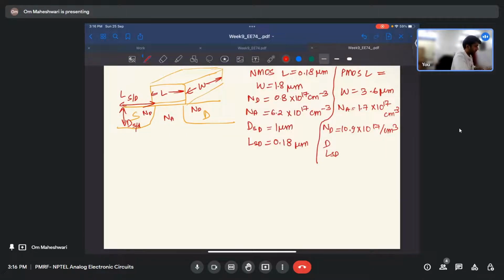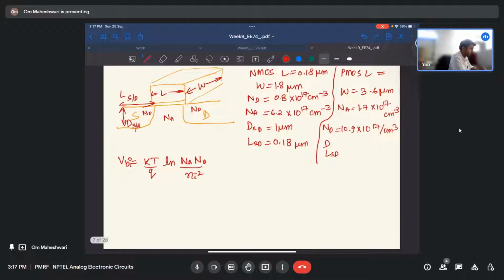So for junction capacitance, we must know the built-in voltage first. VBI equals kT by q ln Na and Nd by ni square. I think it is not given in the question, but you can assume ni to be, let's say, 1.5 into 10 to the power 10 per centimeter cube.